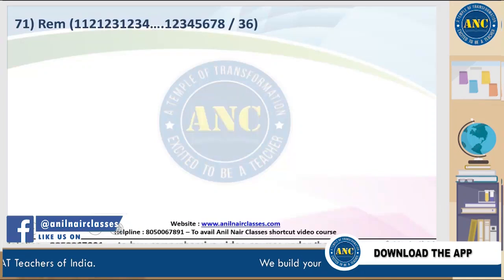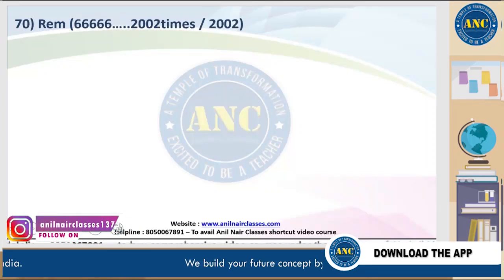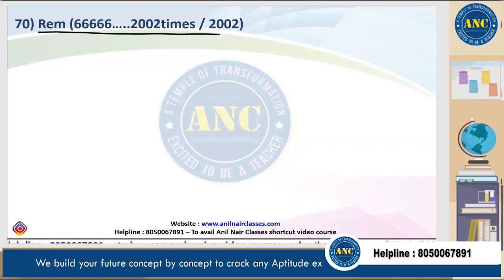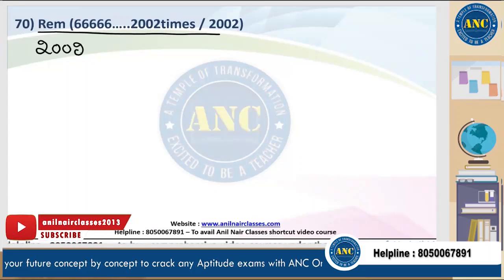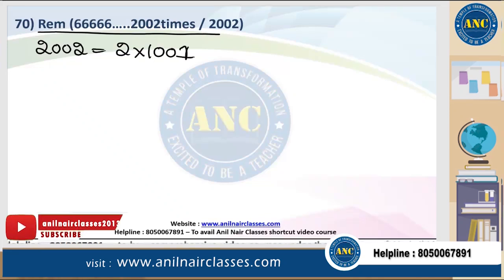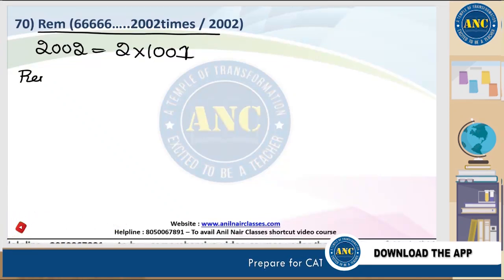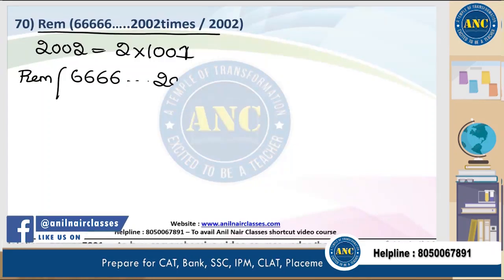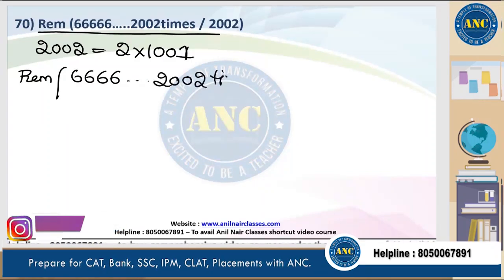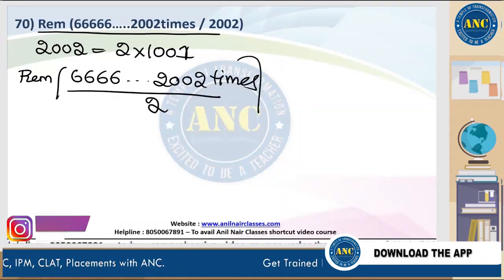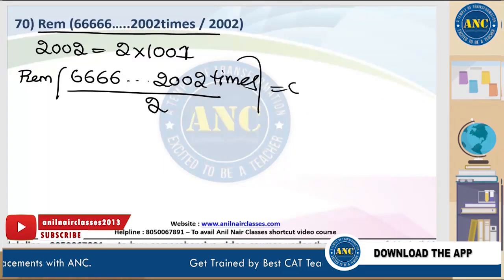Okay, now we will do 70. 70 will be 2002. Product of co-primes is 2 into 1001. Already we discussed what is the divisibility rule of 1001. First we will do it with 2. 66666, written 2002 times, divided by 2. Numerator even, denominator also 2. Even, so it is 0.